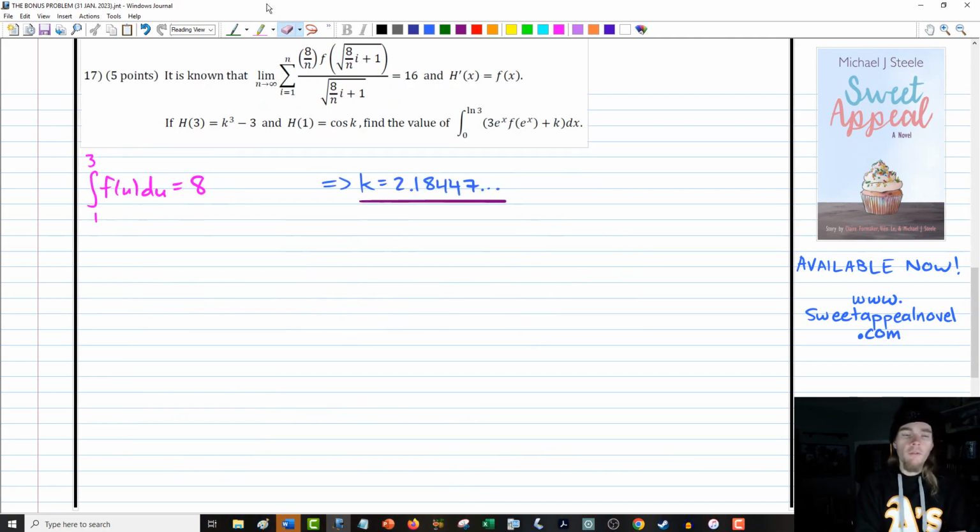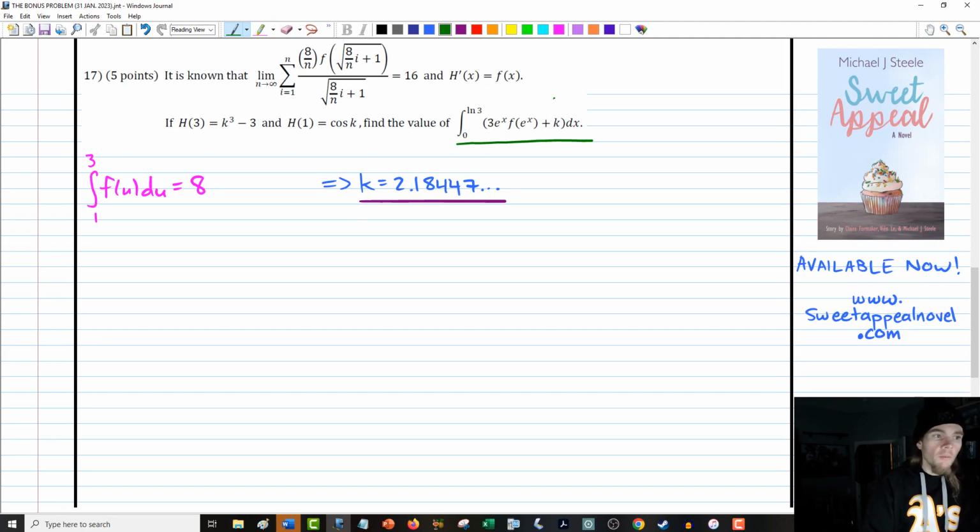Okay, here are our results from the previous page. The integral from 1 to 3 of f of u du is 8. We found that using u substitution after converting our Riemann sum. And second, after applying the fundamental theorem of calculus, or alternate fundamental theorem of calculus, and the given information about h of 3 and h of 1, we found the value of k. Now all that remains for us to do in order to finish this problem is to evaluate this integral.